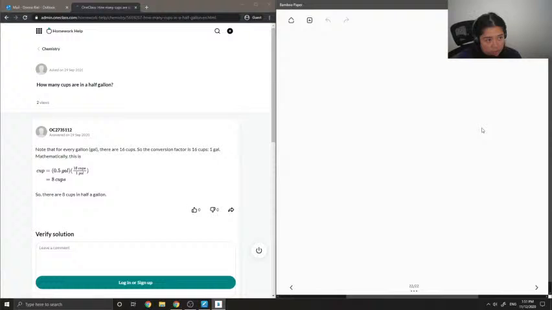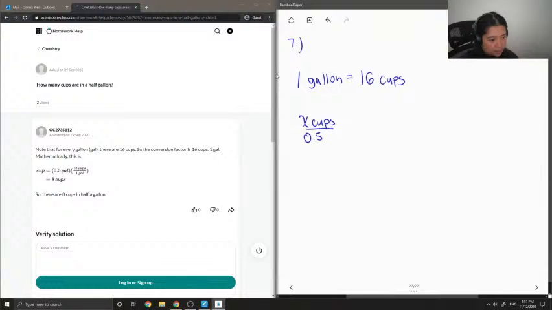Okay, so on to question number 7. How many cups are in half a gallon? Okay, so first let's recall that 1 gallon is equal to 16 cups. So if we had half a gallon, so let's say we wanted to find out X cups in 0.5 gallons.